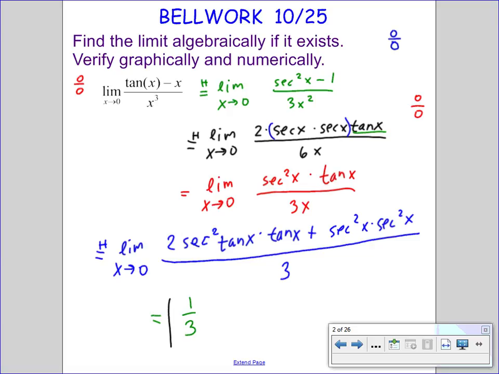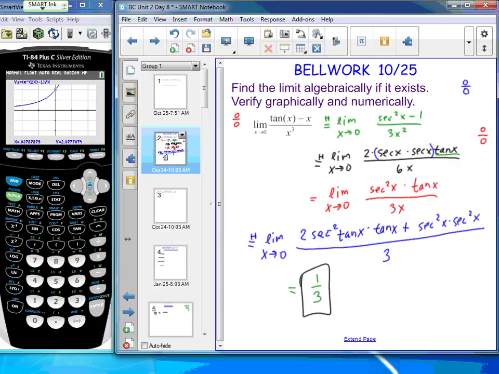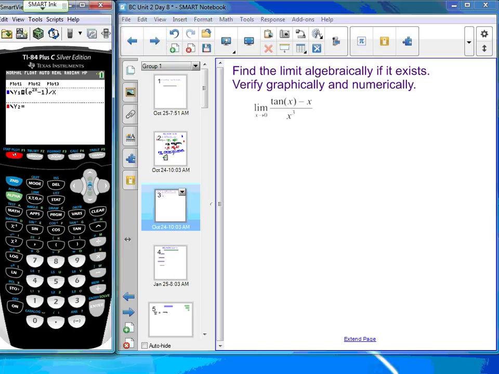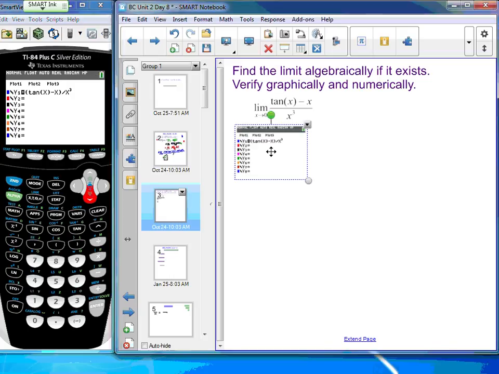My goodness gracious, but I certainly want to verify graphically and numerically. So I'm going to go ahead and go into my original, and I want to just do a quick check. We're in radian, good. We're going to check and see what happens with tangent of x minus x, all over x cubed, and I want to see what happens when x goes to 0.